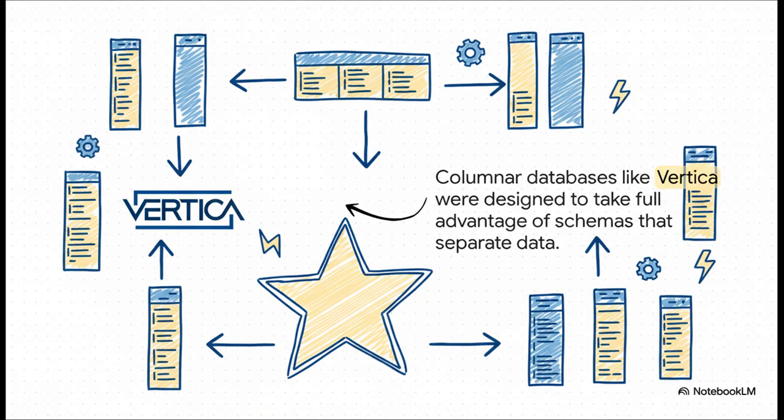And a database like Vertica is the perfect example of this. I mean, it was literally built from the ground up to take advantage of the very separation of data that a star schema provides. It's what makes those joins, those connections between tables, incredibly fast and efficient.